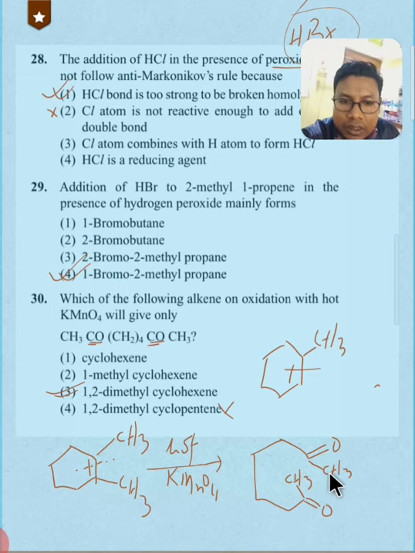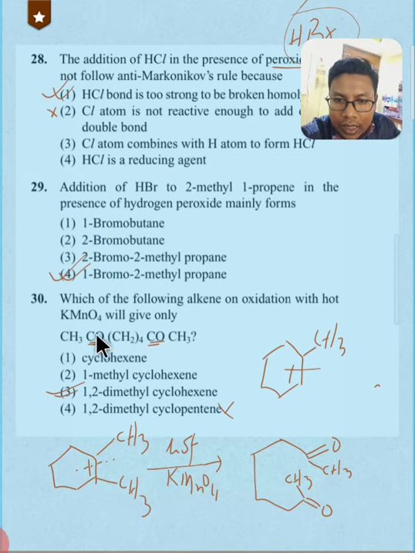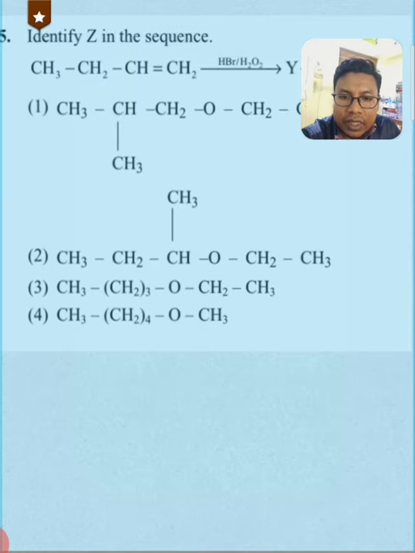So this is the product, I think. CH2, 4 times CH2, 1 2 3 4. And to this CH2, two COs are attached, CO, and to the COCH3 two CH3 are attached. So this is the correct option, and the reaction is like this. Okay, let me go to the next question.